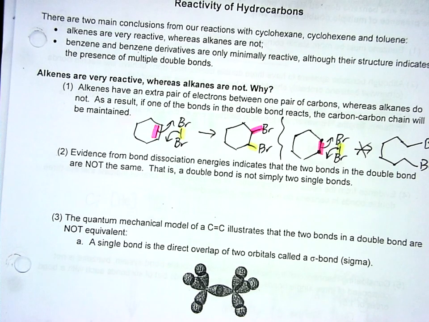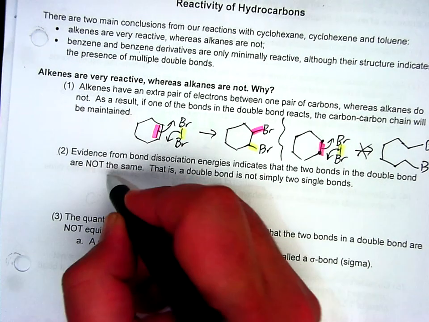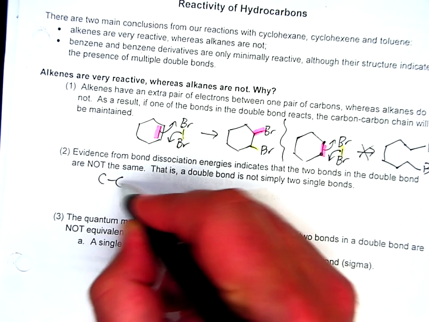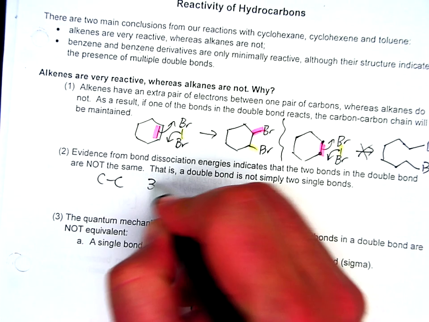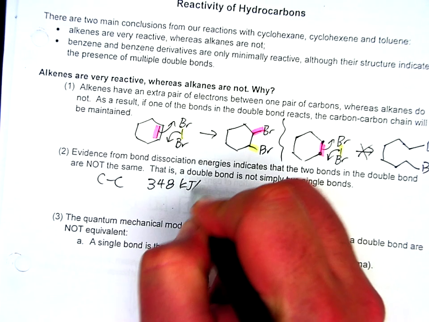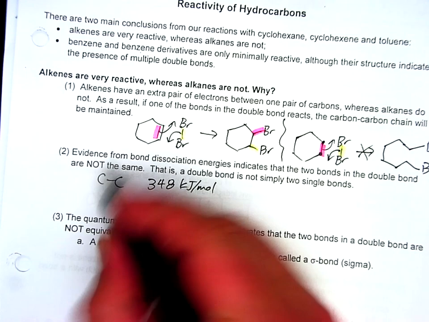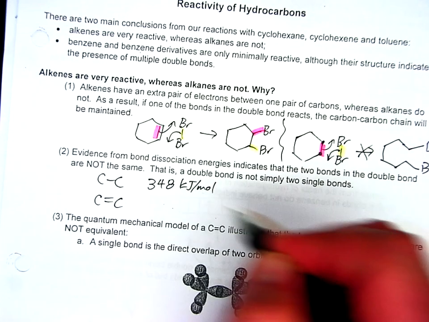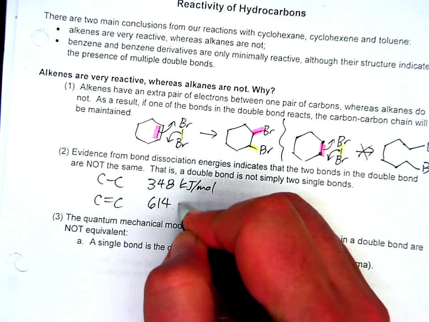There's more evidence there too. So evidence from bond dissociation energies, okay, from our thermochemistry unit, indicates that the two bonds in the double bond are not the same. If we look in the table, just a single bond between two carbons, which we know is a sigma bond, has a bond dissociation energy of 348. So that's how much energy is required to break it. We have a double bond, it's 640 to break those two bonds.